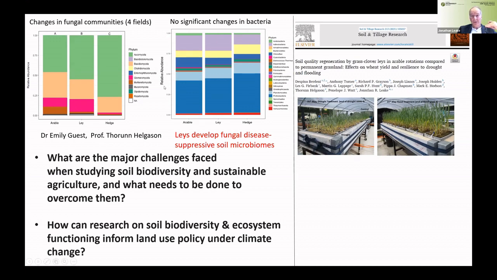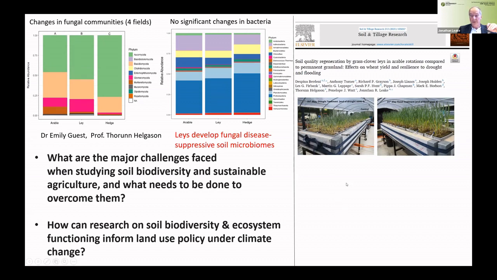In the bacterial communities, actually, and these were averaged across 4 fields, there were no significant differences. There are differences, but they're very subtle. But on the other hand, we did find differences in the amount of disease within the crops, and it was suppressed in the leys. And we know that these leys are developing disease suppressive microbiomes. We think bacteria are probably involved in this as well as fungi.